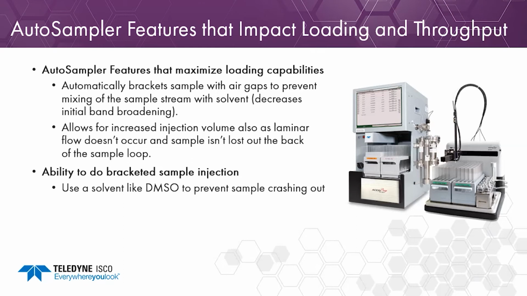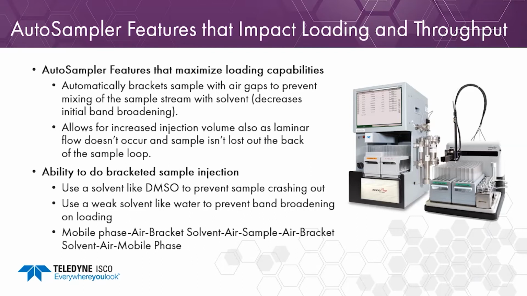If you have a compound that's liable to crash out in your mobile phase starting conditions, using a strong solvent like DMSO to bracket the sample helps prevent that. So you could choose to do the bracketed injection and then use DMSO. Basically you're going to get a sandwich of the mobile phase, air, your bracketing solvent, air, your sample, air, your bracketing solvent, air, and then mobile phase. That prevents the compound from crashing out before it gets onto the column. So that's a good thing for compounds you have solubility issues with.